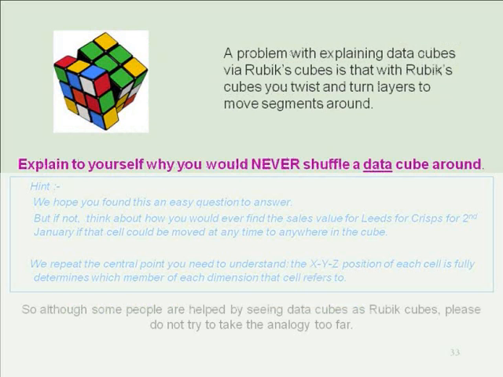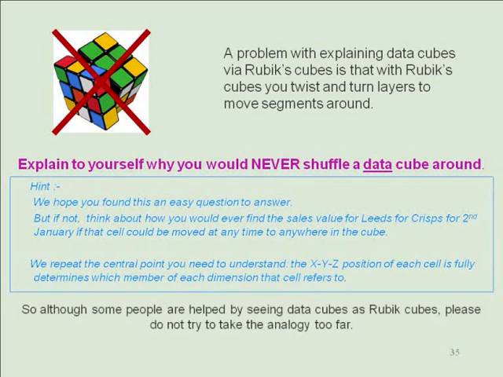But do not take the analogy with the Rubik's Cubes too far, because with Rubik's Cubes you twist and turn layers to move segments around. We are going to ask you to explain to yourself why you would never shuffle a layer of a data cube around. This is quite an important question, so pause the video and convince yourself of the answer before resuming. Pause the video now.